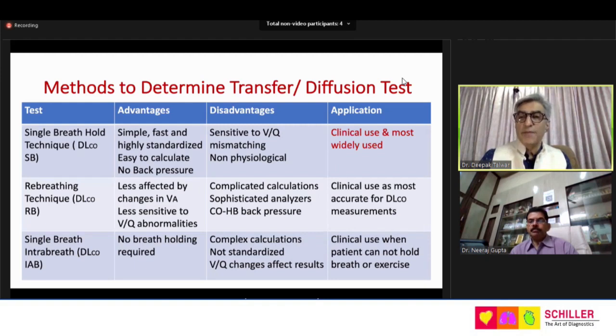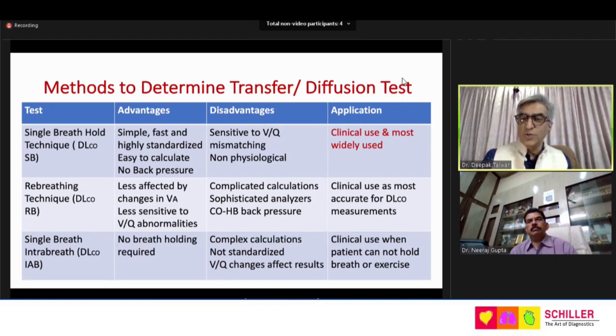The other is intra-breath. During the breath itself, you do the measurement, because you are not holding the breath. The patient is breathing normally, and during the breath, you do the measurement. That's why it's called the intra-breath diffusion capacity test. There's no breath holding required. It also has complex calculations. It is not standardized well at the moment. VQ changes do affect the results here also.